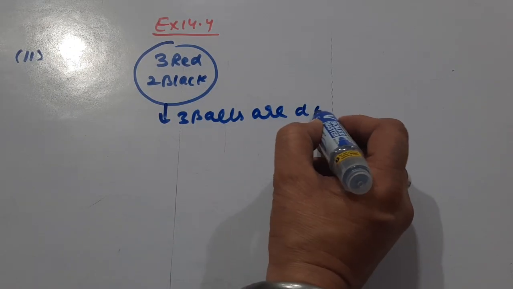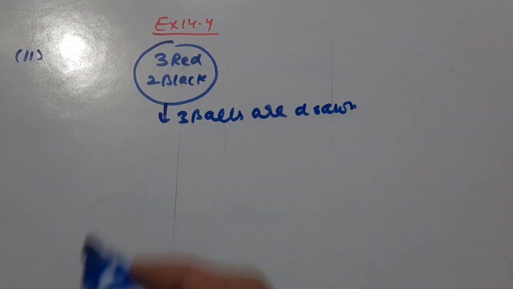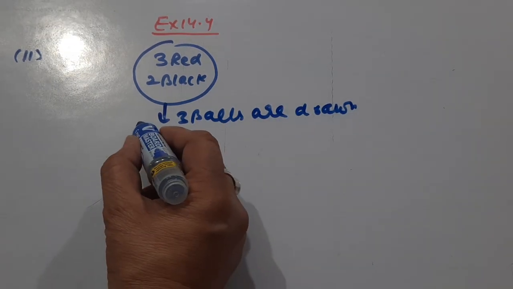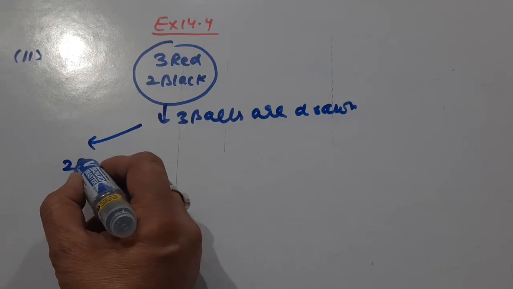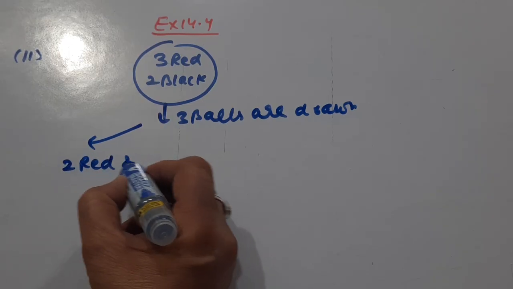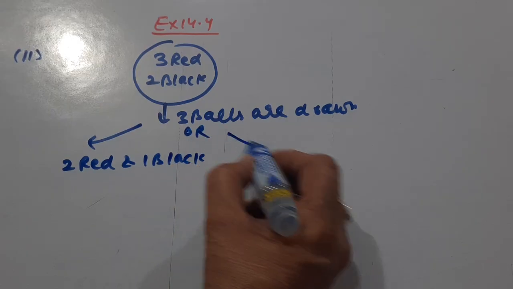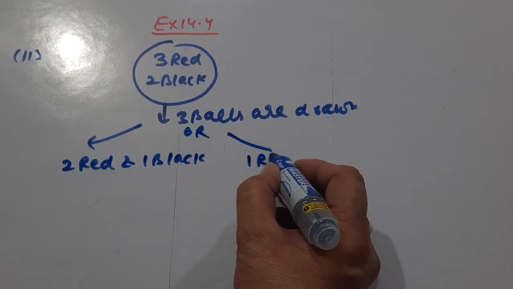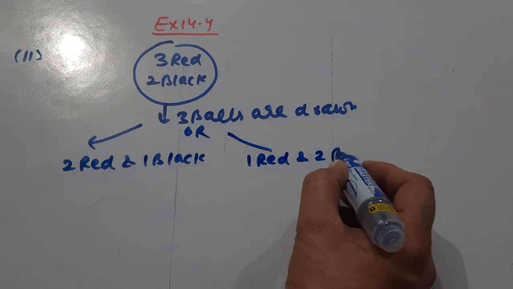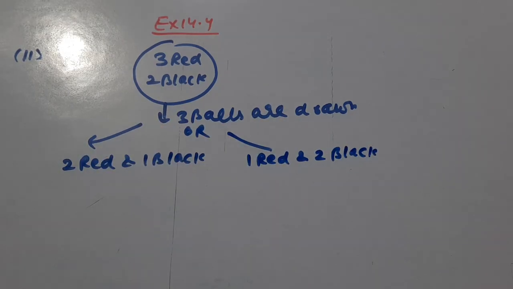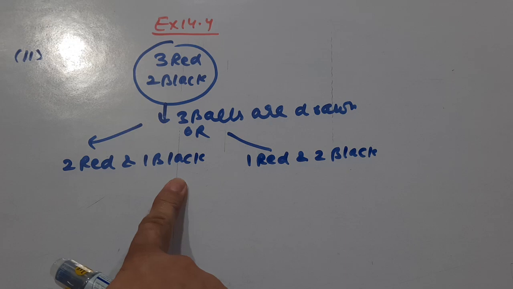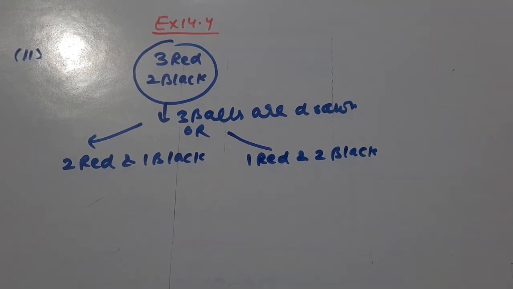So what is the probability of getting 2 red and 1 black, or 1 red and 2 black? So this is our question. A bag is there, and in the bag there are 3 red and 2 black balls. 3 balls are drawn at random. Find the probability of getting 2 red and 1 black, and 1 red and 2 black balls.